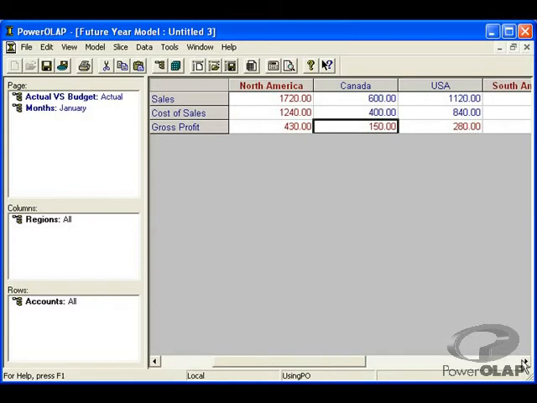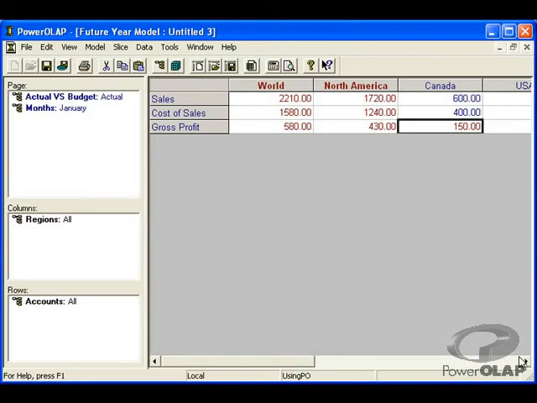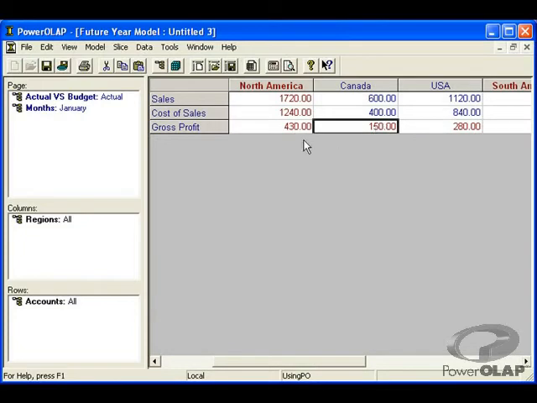However, because we're calculating something at the detail level, those values are then aggregating into their parents. So at this point, we have Canada being calculated at 150, USA being calculated at 280. Before, when we were calculating gross profit, we were calculating the 430 by subtracting the 1240 from the 1720. Now, because we've changed our formula to be a Details And, the 430 is actually calculated by summing the 150 and the 280.